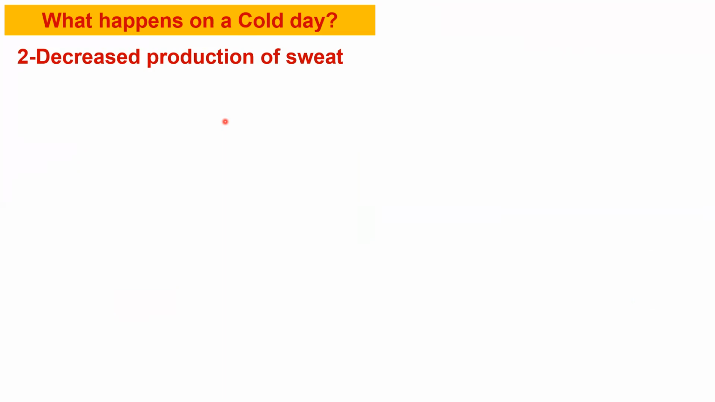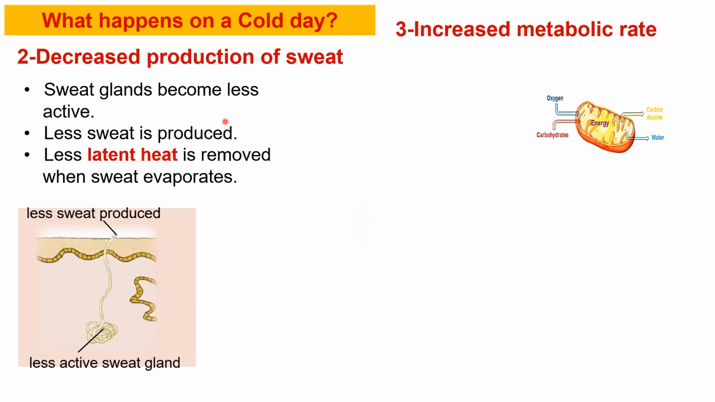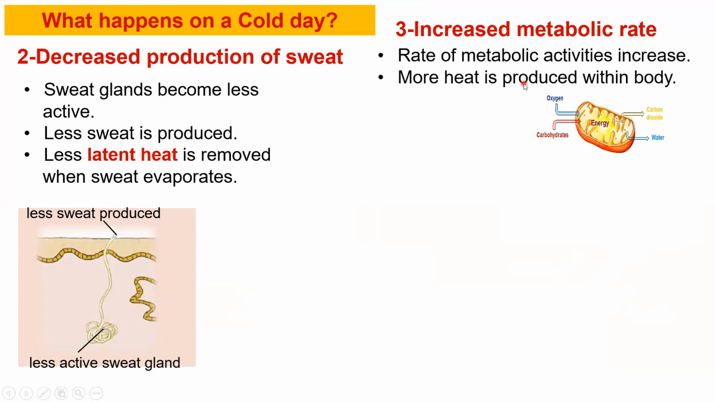Okay. Then next is decrease sweat production. स्वेट कम प्रोड्यूस हो रहा है. अल्टीमेटली अगेन आपने डिस्कस करना है लेटेंट हीट को, दैट इज टेकिंग लेस लेटेंट हीट इज बीइंग रिमूव्ड व्हेन द स्वेट इवेपोरेट्स. Then third mechanism is increase metabolic rate, and you can see that metabolic rate is going to be increased in such a way that heat is going to be produced inside your body.